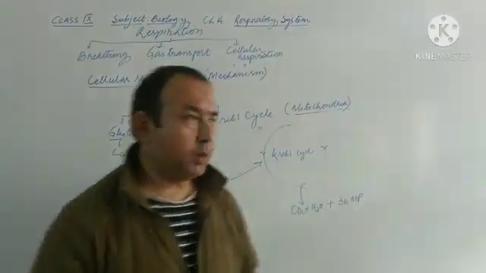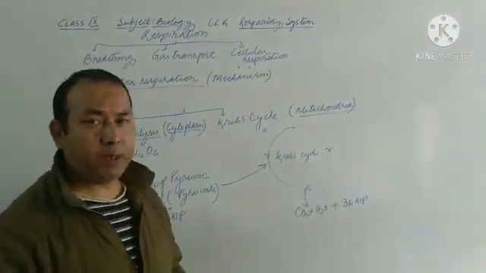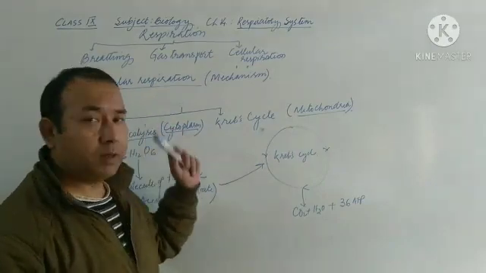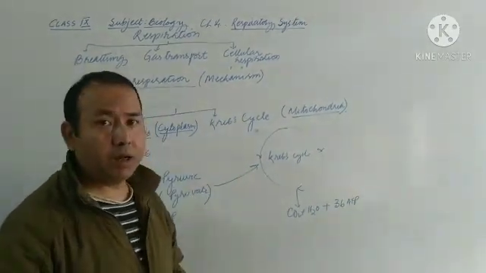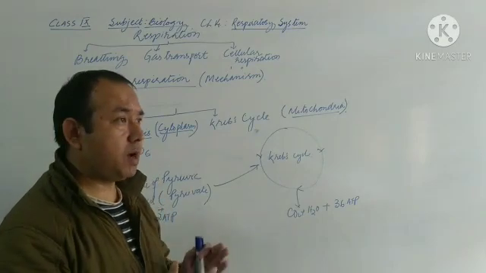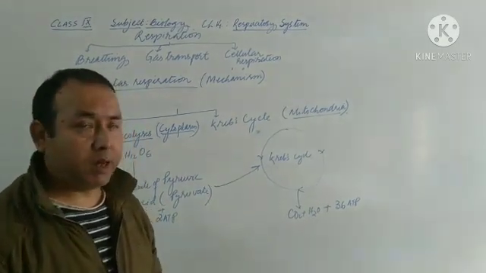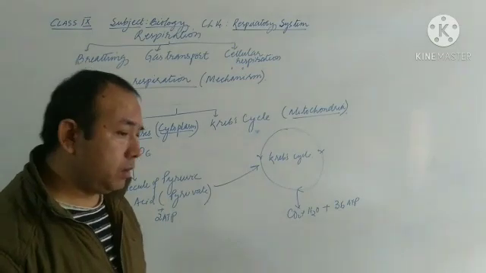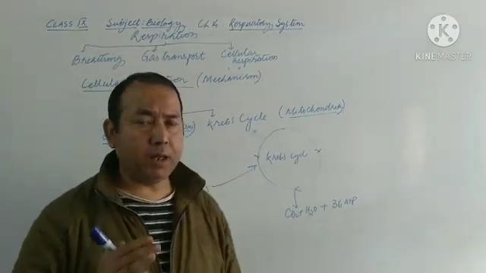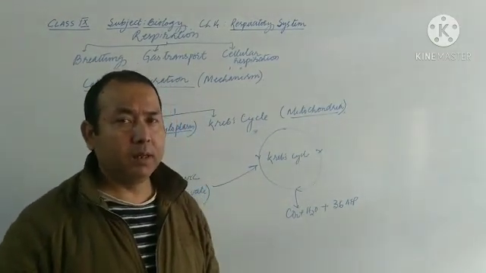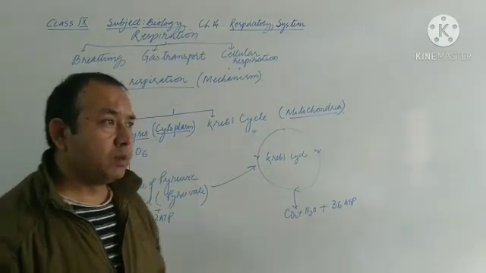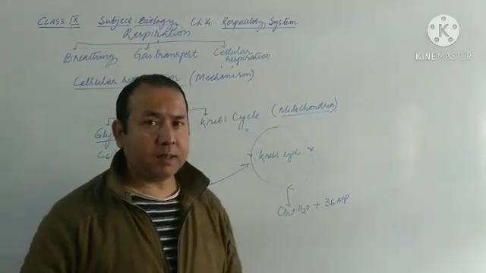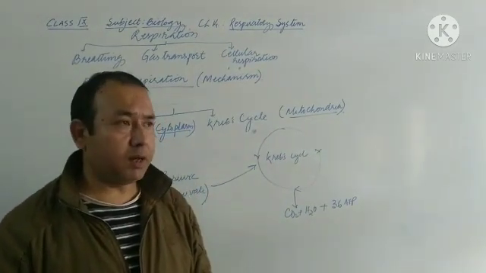Let's continue the topic. So far we have completed breathing and gas transport. Now comes cellular respiration, the last part of respiration. We have already learned this portion to some extent in the chapter on respiration in plants. Cellular respiration in both plants and animals is almost similar.